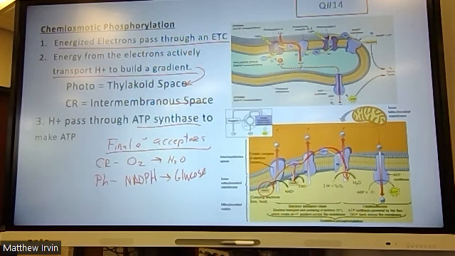Yes. What's on the other side of the intermembrane space? What's on the other side of the intermembrane space? Yeah. The outer membrane.